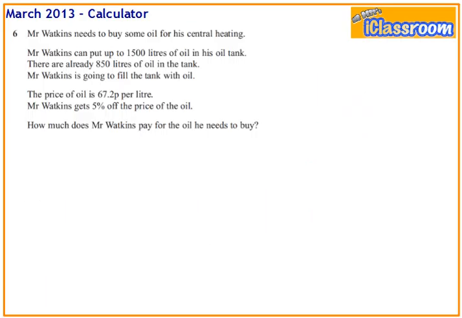Here's a question that looks quite tricky, but actually is really straightforward. Mr. Watkins needs to go out and buy some oil for his central heating, and we're told the capacity of his tank is 1500 litres, and there is already 850 litres of oil in the tank. He's going to fill up the tank with oil. This is the price per litre, and very nicely Mr. Watkins manages to get 5% discount on the price he pays.